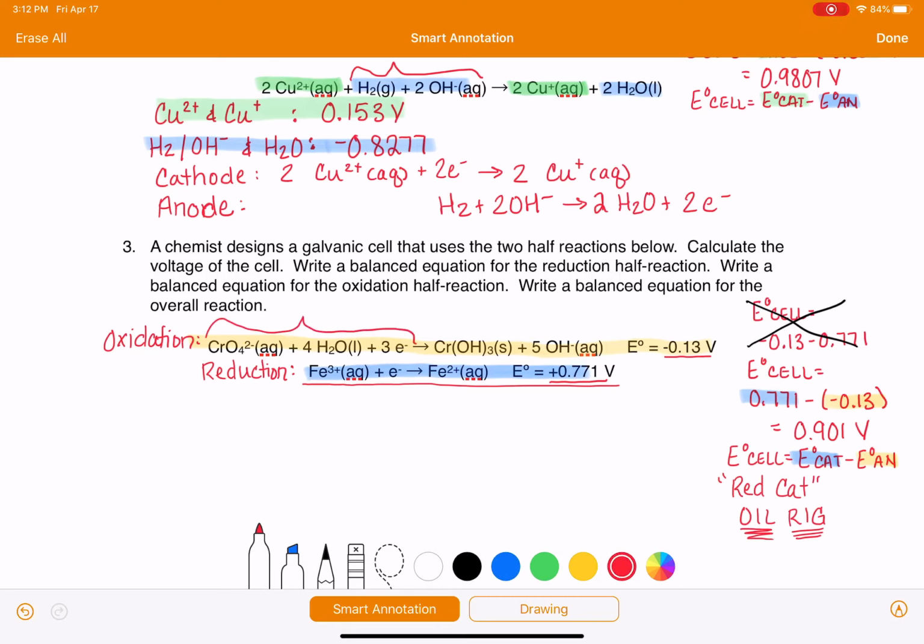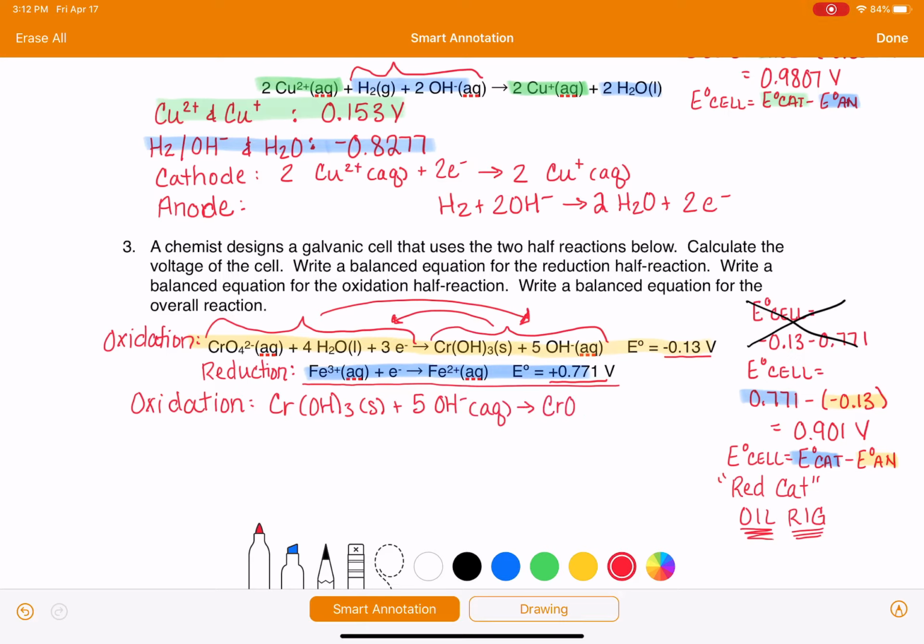Everything that's on the left-hand side of the arrow actually belongs on the right-hand side, and everything that's on the right-hand side actually belongs on the left. So for the oxidation reaction, all we have to do is just turn it around. Cr(OH)3 solid plus 5 OH minus makes CrO4 2 minus, 4 H2O and 3 electrons. I'm running out of room, so I'm going to leave out the states.